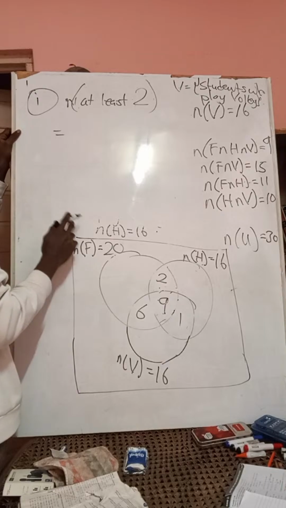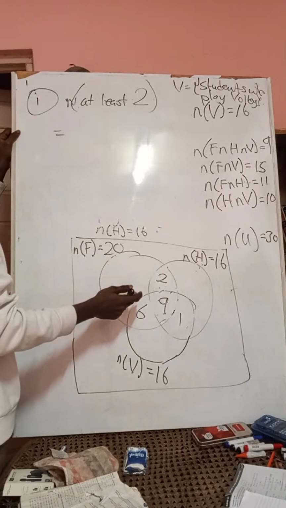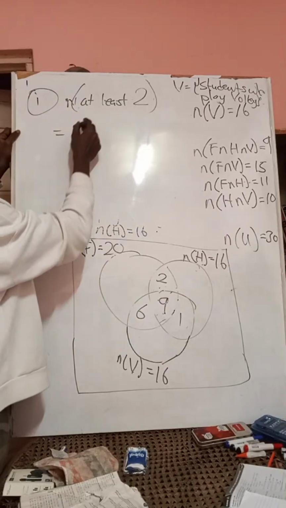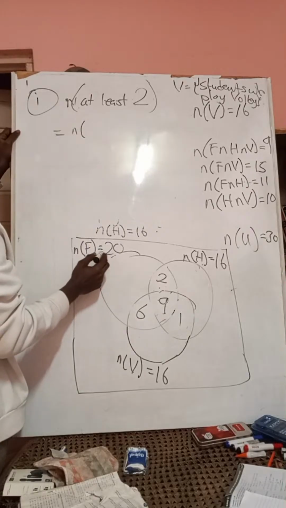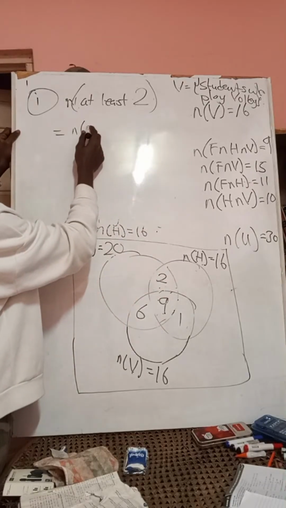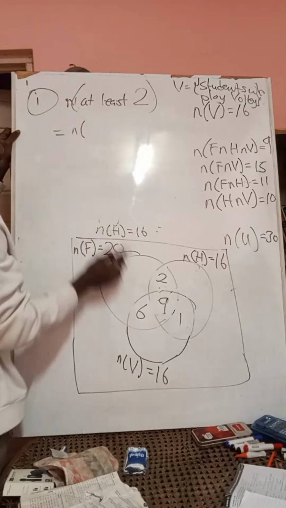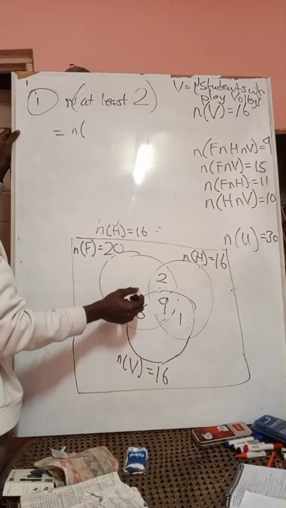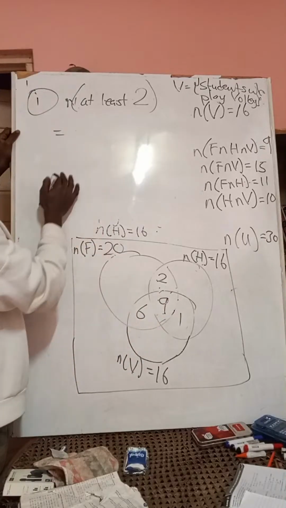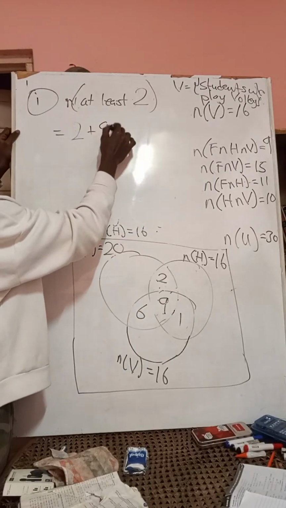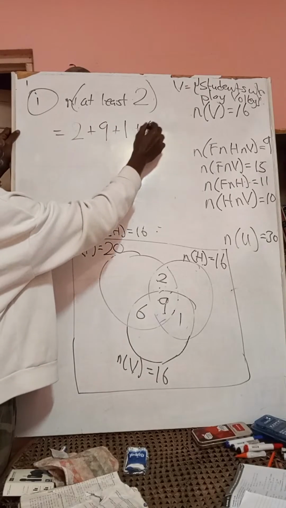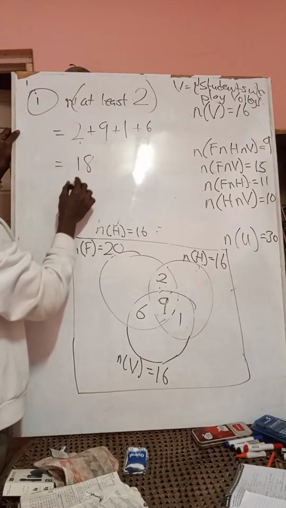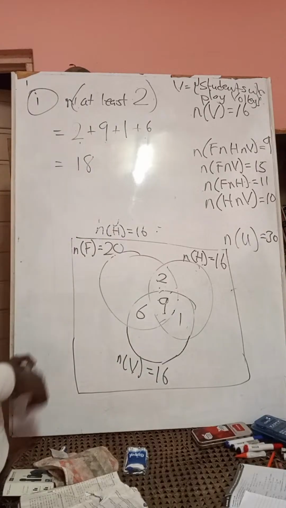You can also show work by showing the exact regions, which is intersection N intersection F. You add this side. It will be a long process, but you can just go straight to the point. So this one is going to be 2 plus 9 plus 1 plus 6, which is 7, 11, 18. So 18 people took at least 2 games, right?